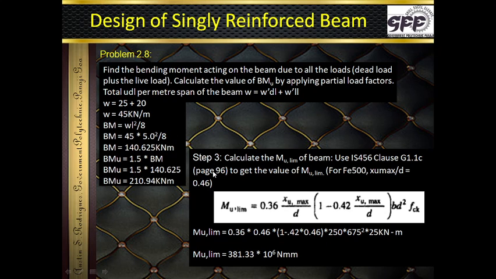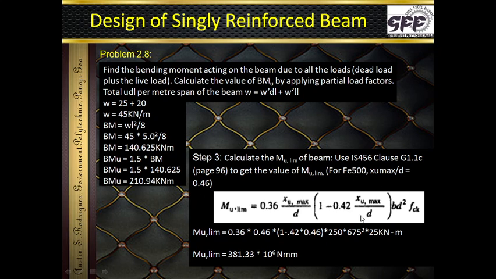Now let us look at the next step over here. The next step is to calculate the value of MU limiting, the maximum value of bending moment it can resist, the maximum value of bending moment it can take safely without showing signs of failure. So we are calculating MU limiting of the beam. For that we are using IS 456 clause G 1.1c on page 96. MU limiting is equal to 0.36 XU max by D into 1 minus 0.42 XU max by D BD square FCK. Now since it is Fe500, we have XU max by D as 0.46.